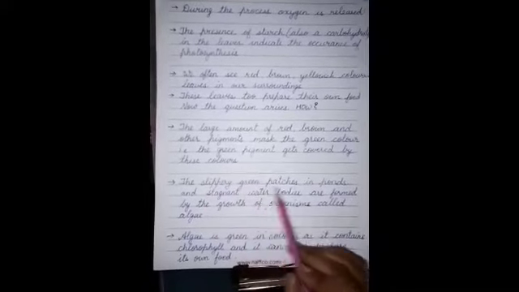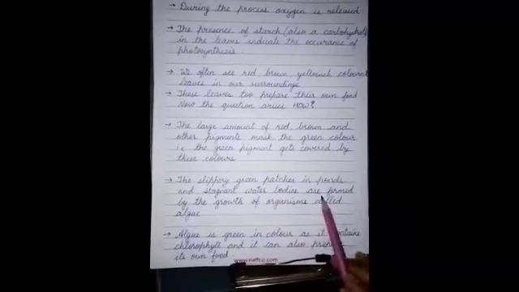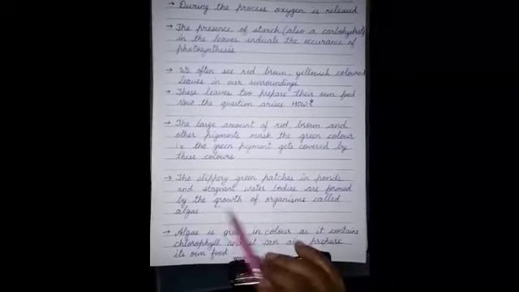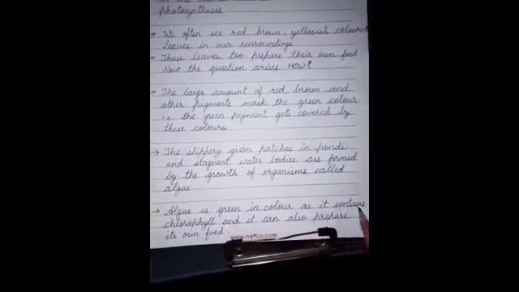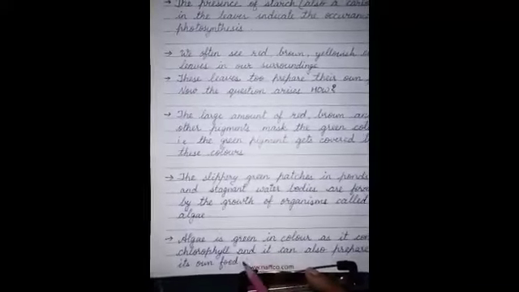The slippery green patches in ponds and stagnant water bodies are formed by the growth of organisms called algae. Algae is green in color as it contains chlorophyll, and it can also prepare its own food.